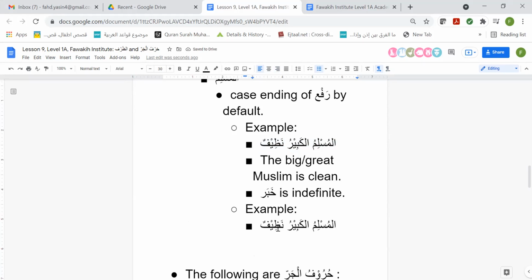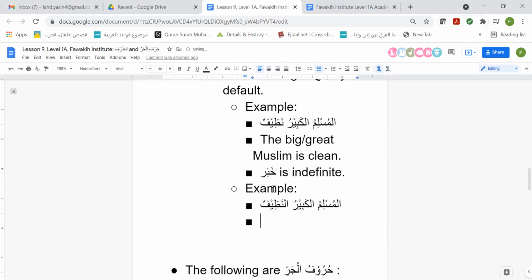What if we had an example, and I would like for someone to give me, anyone can try, can anyone tell me what this example means? I can try. Sure, please. They look like an adjectival phrase because they are matching in the case ending and the definiteness. So the Muslim is Mawsuf, and Kabir and Nadhif are Sifat. Excellent, very good. So the Kabir and the Nadhif are both the Sifa, right?